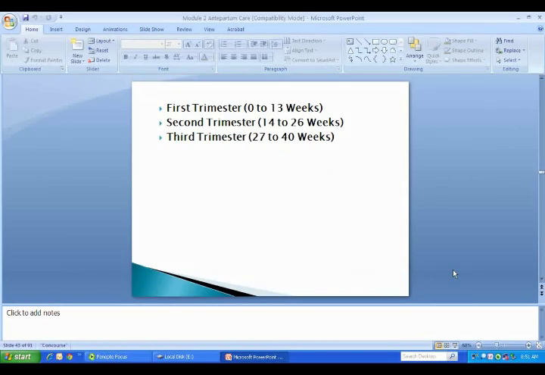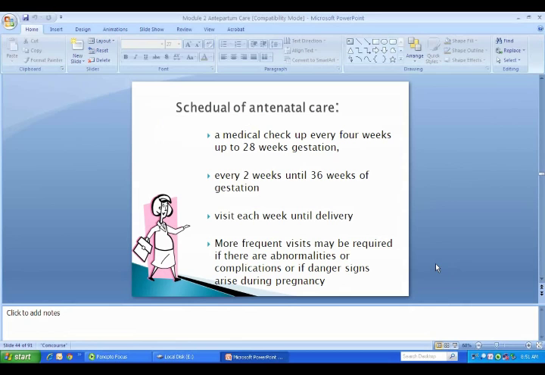Trimesters are divided: first 0 to 13, second 14 to 26, third 27 to 40. So we schedule monthly visits up to 28 weeks. Then we go every 2 weeks until 36 weeks, and then afterwards we go weekly until she delivers. However, if a complication arises or if she's a high-risk pregnancy, we may see her more frequently.